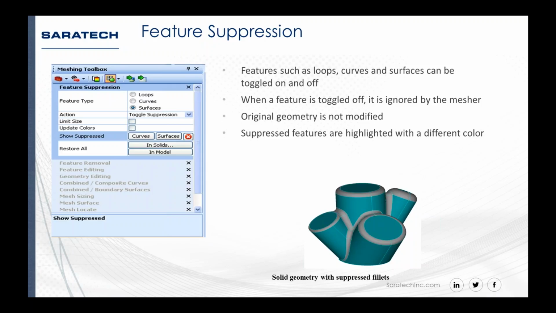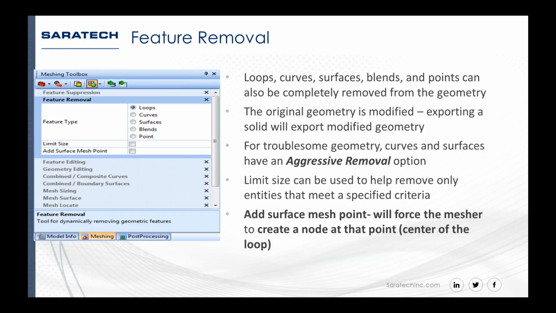One thing that's really important to remember with feature suppression is that the original geometry is not modified, whereas when we step up into feature removal, the original geometry is modified. If you are removing features such as surfaces, a lot of times you're removing loops, which would be a circle, or blends, to defeature a model and make it finite element friendly. One important thing at this level is to remember that your original geometry is modified. If you export this out, it will be the new modified geometry. A lot of these commands are very similar to just doing delete commands.